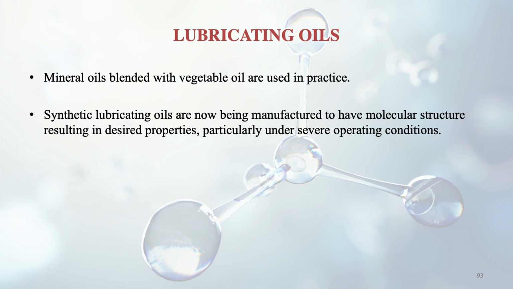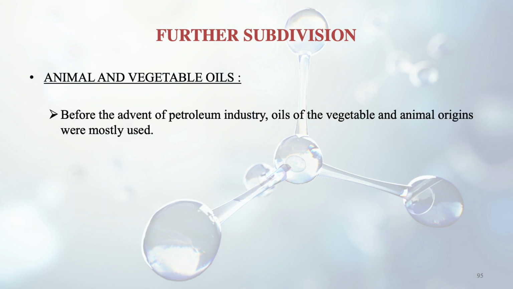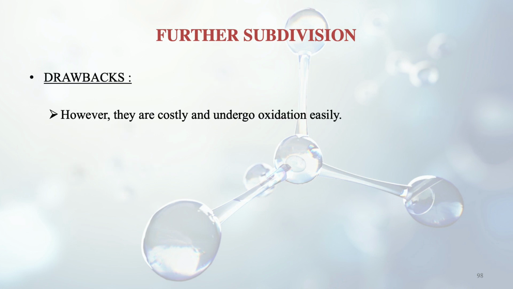lubricating oils. That is, the first one is the animal and vegetable oil. Before the petroleum industry came into existence, we were using the animal and the vegetable ones, and they have actually got very good oiliness. But there are certain drawbacks, like they are costly and undergo oxidation easily. And the product of the oxidation is very gummy and acidic. So it will be sticking. Instead of providing lubrication, they will be increasing the friction.